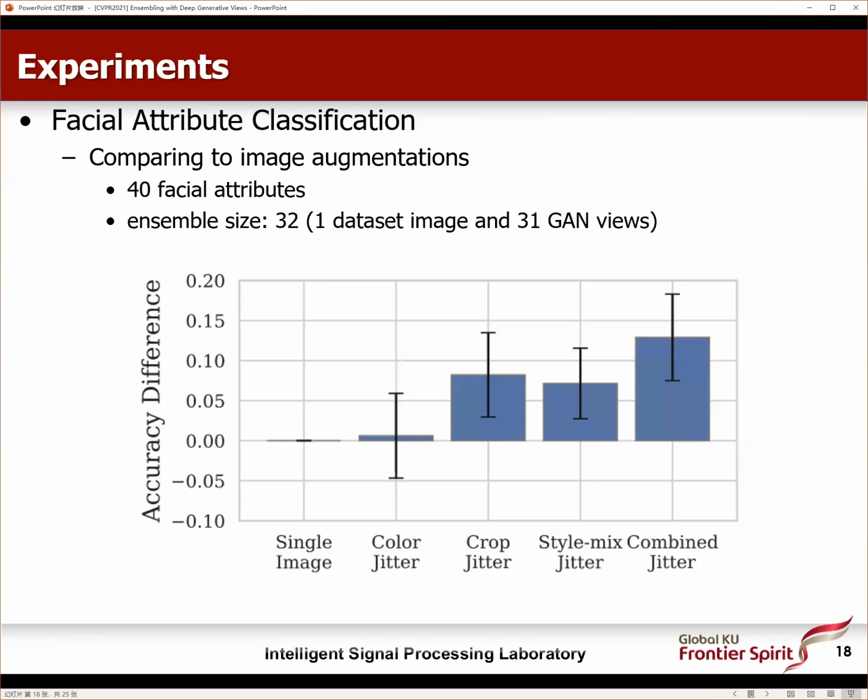Second one, we want to compare our proposed method to the traditional image augmentation methods. So here we have the color jitter, and the crop jitter, and we have our proposed method, style mix jitter 5. It means 5, not cos. Then the combined one, which means that we combine these 3 jitters together, we get our combined jitter. It shows that if we only use the style mix jitter, it is not better than the traditional one. But if we combine them together, we can get an improvement of the classification accuracy. This is the comparison to the traditional image augmentation methods.